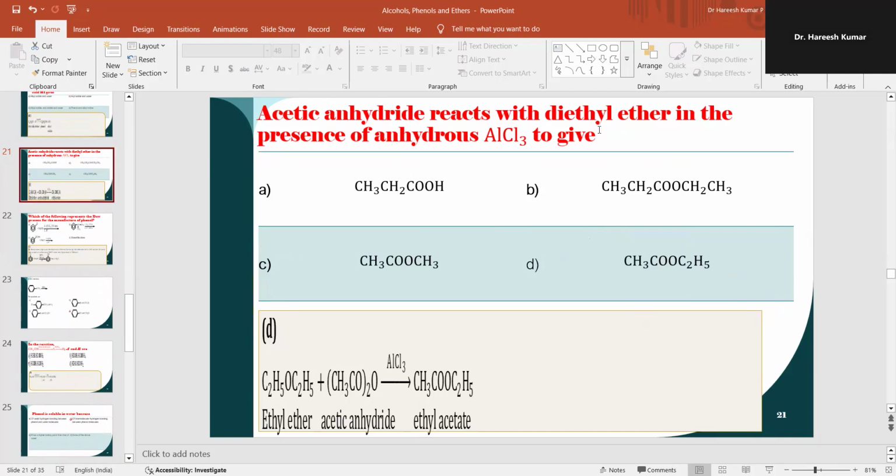Acetic anhydride reacts with diethyl ether in the presence of anhydrous aluminum chloride. This reaction is used to cleave the diethyl ether and to form an ester, so that means ethyl alcohol. This is the formula for diethyl ether, and it reacts with acetic anhydride in the presence of a Lewis acid, called aluminum chloride, to form an ester. What is happening here? The lone pair present on the ether reacts with the acetyl source of the acetic anhydride, thereby forming ethyl acetate.